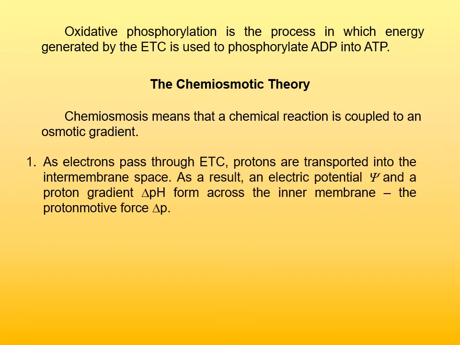As electrons pass through the electron transport chain, protons are transported into the intermembrane space. As a result, an electric potential psi and a proton gradient delta pH form across the inner membrane. That's the proton motive force delta P.